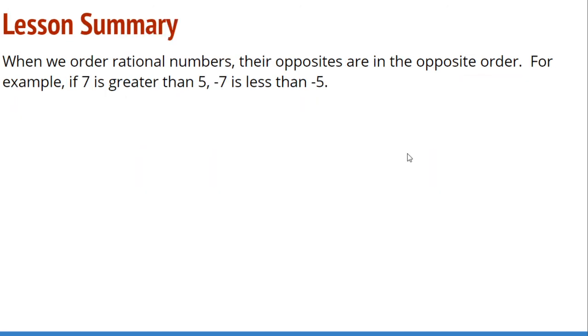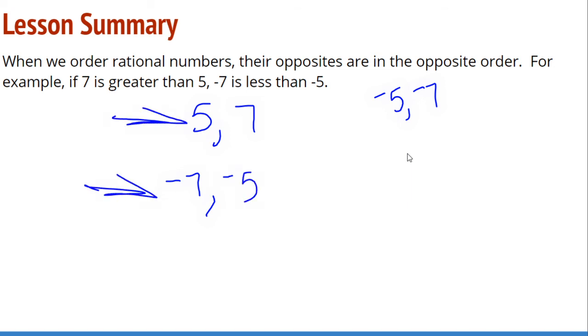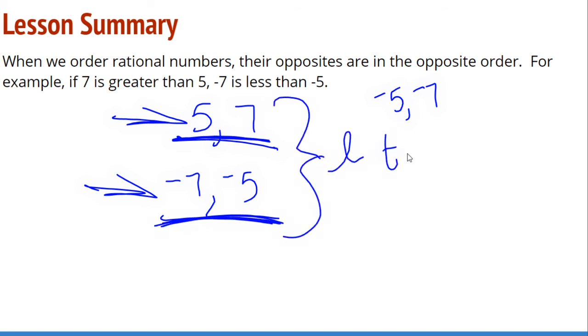So when we order rational numbers, their opposites are in the opposite order. So if I order 5 and 7, and I want to order their opposites, which would be -5 and -7, then the order is the opposite. So this is least to greatest, and this is also least to greatest. So I ordered two numbers, and then their opposites are going to be in the opposite order, and both of these are least to greatest.